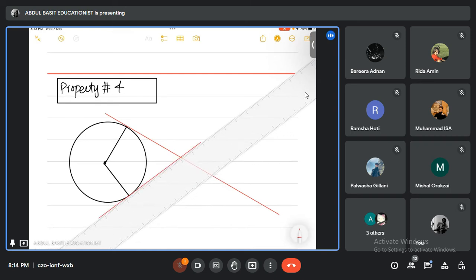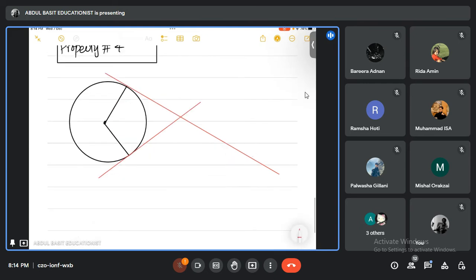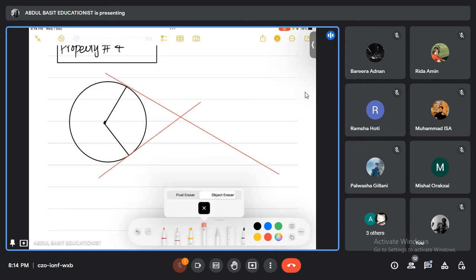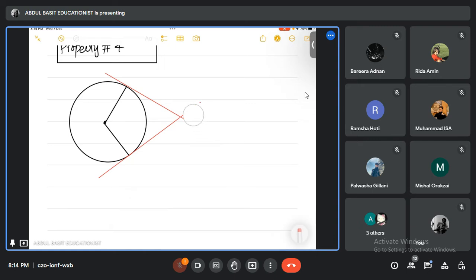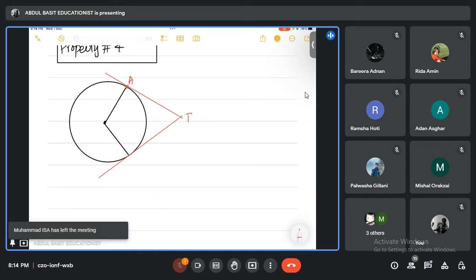From the radius. Done. So we are done with the two tangents. According to this, let me erase the extra part as well. You can see that these two lines, they are what? They are the tangents. These two red lines, they are the tangents. For example, let me name this: T, and that point is A, and that point is B.